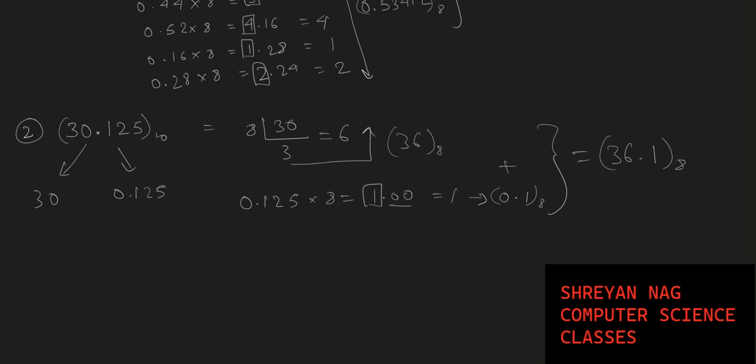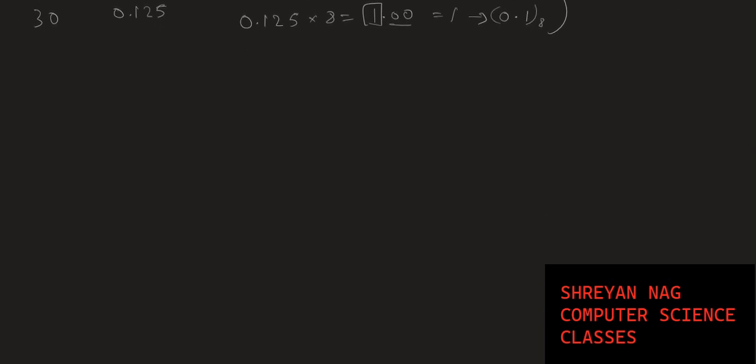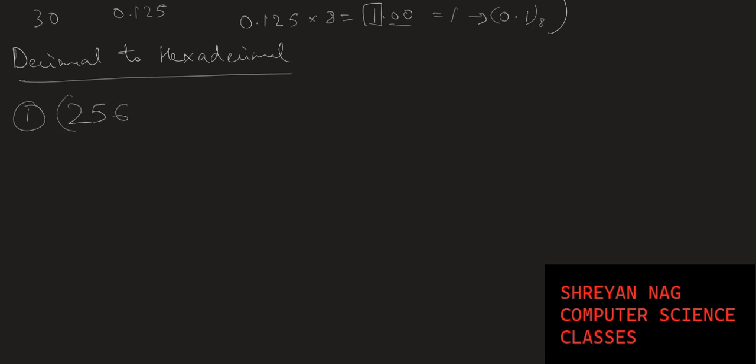That is the octal equivalent. Now we are going to see the conversion of decimal to hexadecimal. Let's take an example. Suppose 256 base 10.